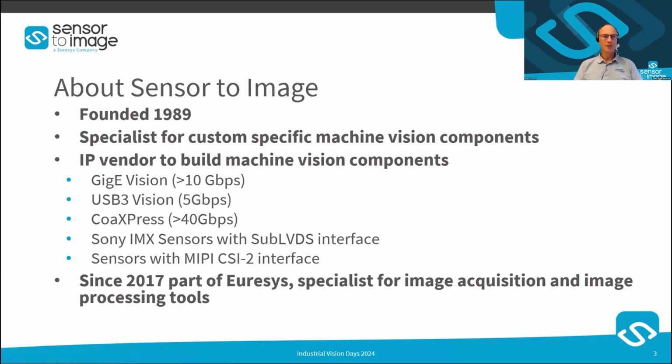About sensor to image, we are in the market since 1989 as a specialist for custom specific machine vision components. We are since almost 20 years IP vendor to build machine vision components. So we support you in doing your own applications for GigE Vision, for USB Vision, for CoaXPress, but also for sensor interfaces like Sony IMX sensors or MIPI interfaces. Since 2017, we are part of Euresys, which is also a specialist for image acquisition and image processing tools.